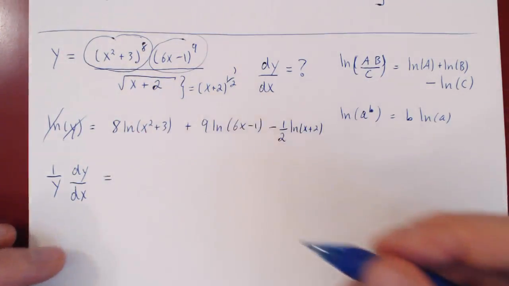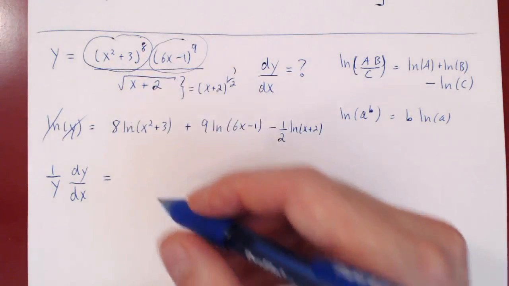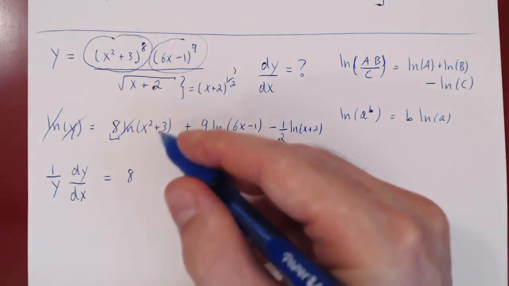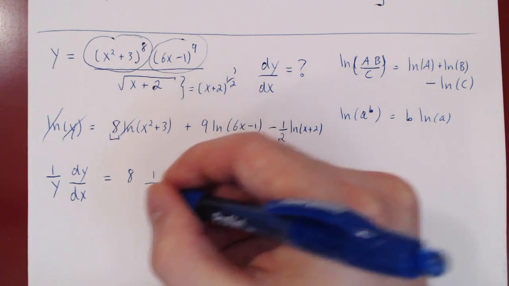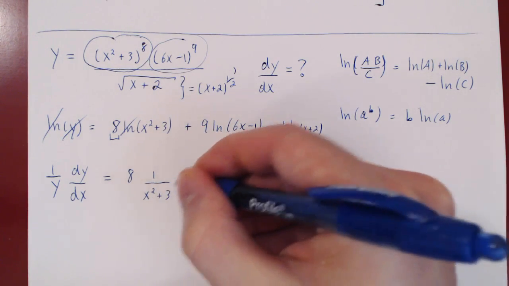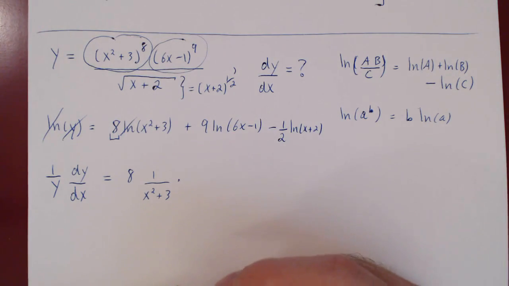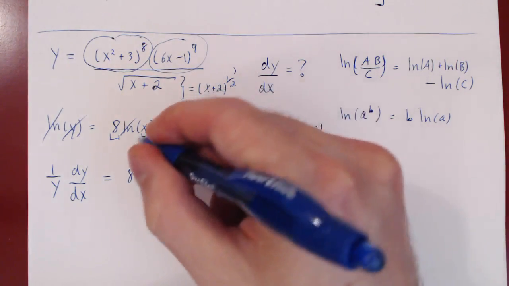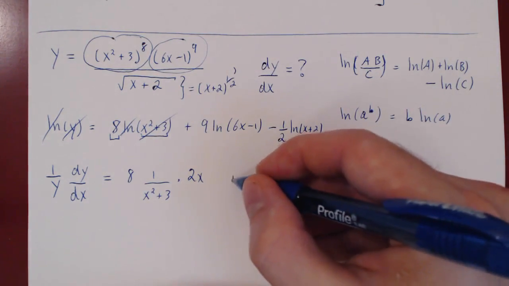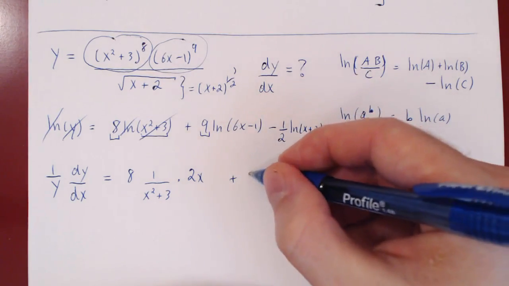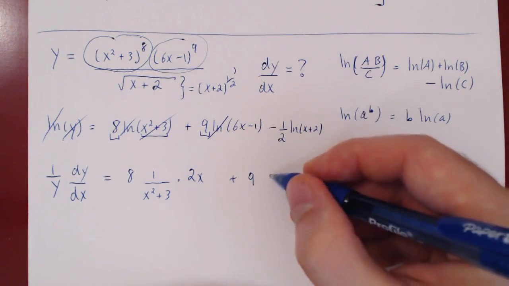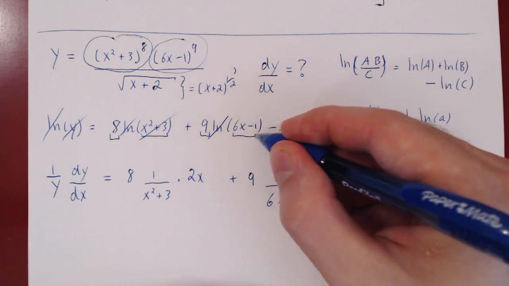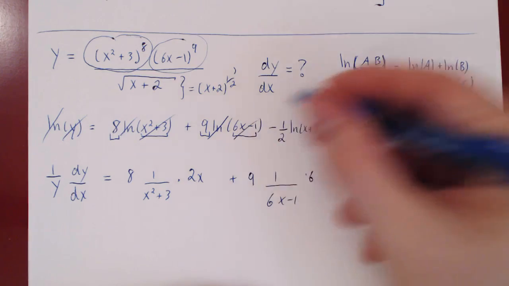And that's equal to 8, a constant multiple, so it just stays there, times the derivative of ln, which is 1 over what's inside, so 1 over x squared plus 3, chain rule, times the derivative of the leftover function. The derivative of x squared plus 3 is simply 2x. And we keep going. Plus, 9 is a constant multiple, so it stays there. The derivative of ln is 1 over what's inside. Chain rule times the derivative of 6x minus 1, which is 6.